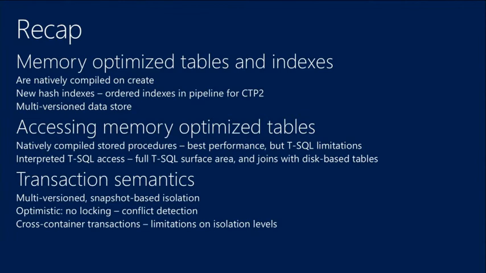And then transaction semantics. We have new transaction semantics, which are multi-versioned and snapshot-based. So you always read the rows that are valid as of the start of your transaction. And it is optimistic, so we don't use locking, but we use conflict detection to find any potential consistency issues between transactions. And finally, for cross-container transactions, you need to be mindful of the limitations that we have.